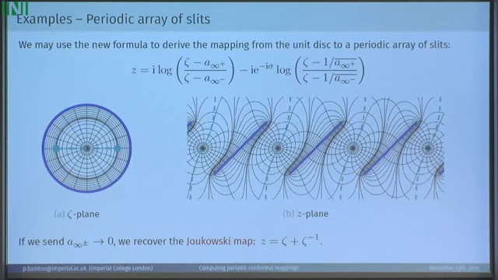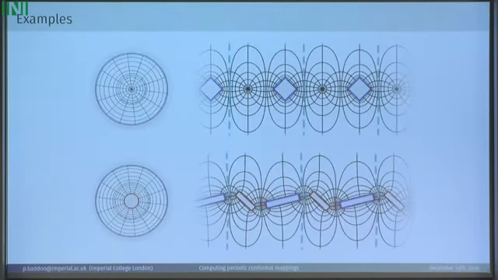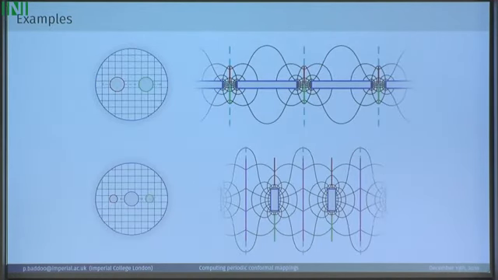Here are some other examples, because it's valid for any connectivity. I'm mainly showing simply connected examples. So here's a doubly connected example here. Then a triply connected and quadruply connected example here.